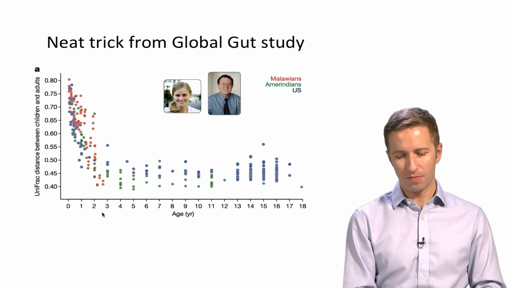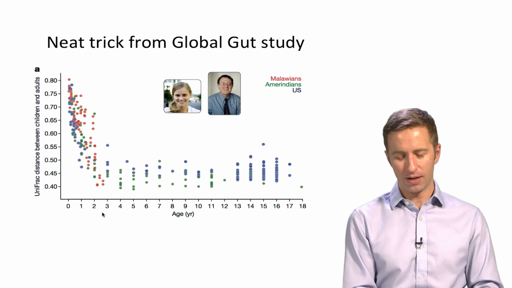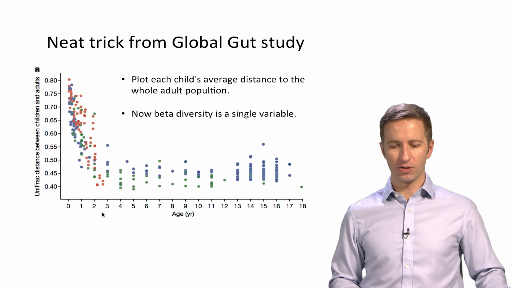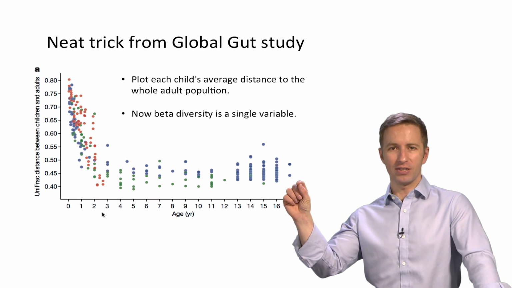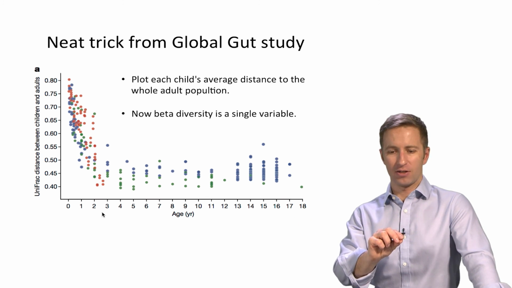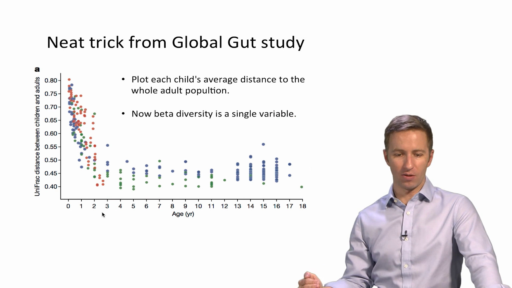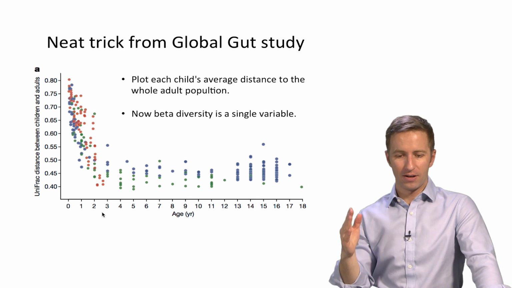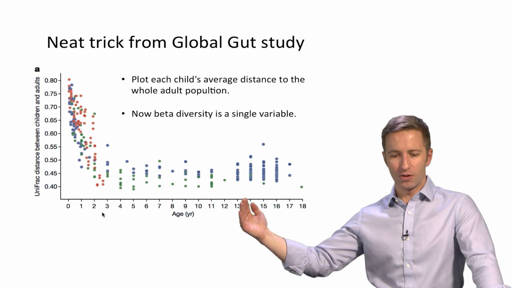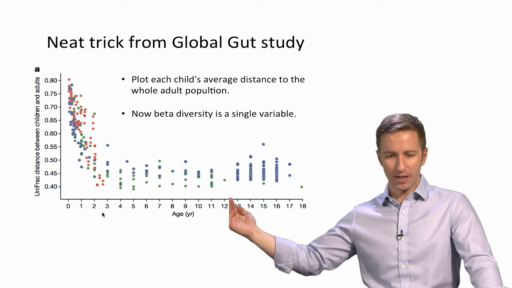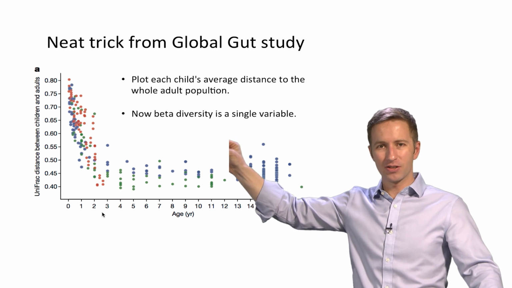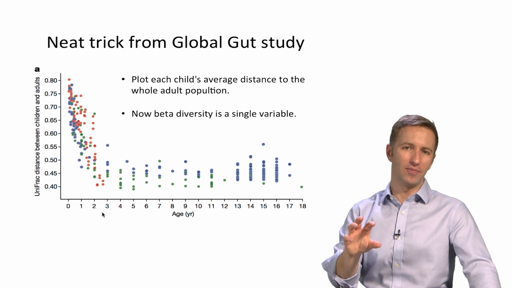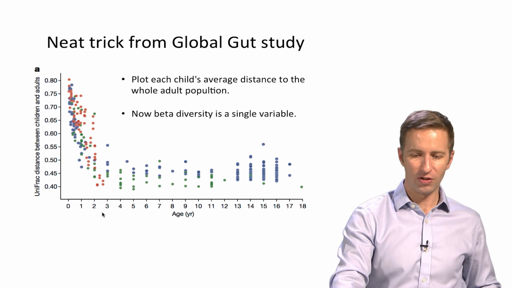That was a trick that was used to make this somewhat well-known figure 1 in the global gut study that we've talked about a few times. The trick here was you plot each child's average distance to all of the adults in their country. So now beta diversity is this single variable that's shown on the y-axis here. It's UniFrac distance between children, or a single child, and all of the adults. And then you can plot that against age. As you plot that against age, you see kids start off very different from adults, and then they become more similar to adults, until they kind of level out at age 3. That was a very nice way of doing that analysis and visualizing it.